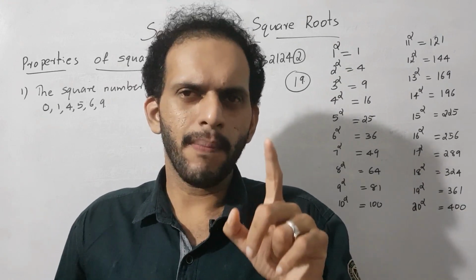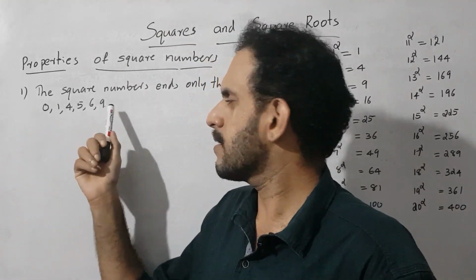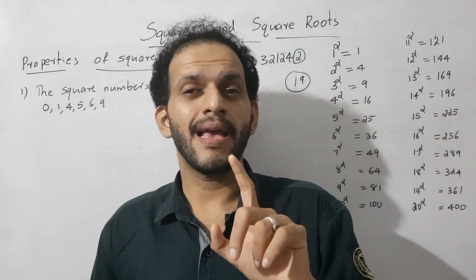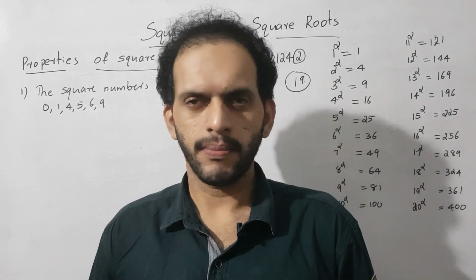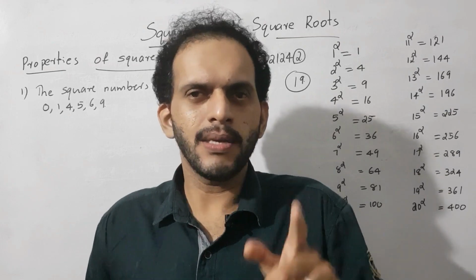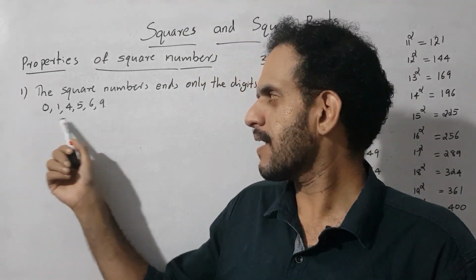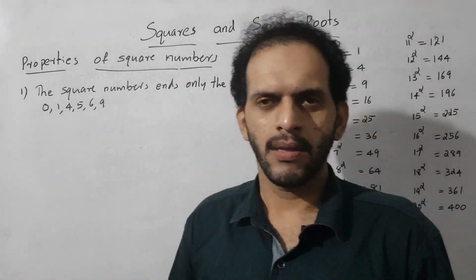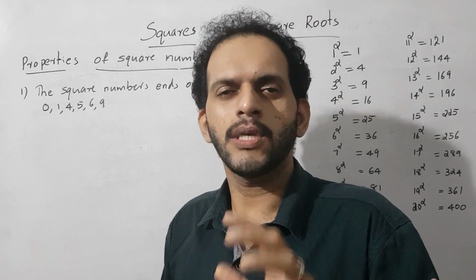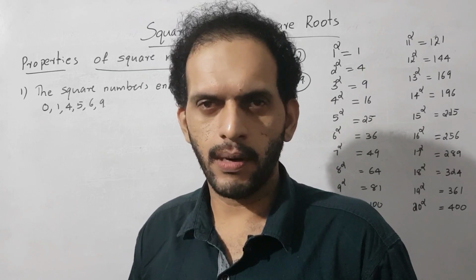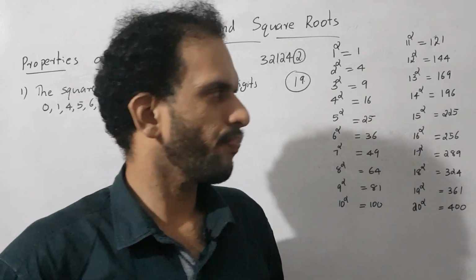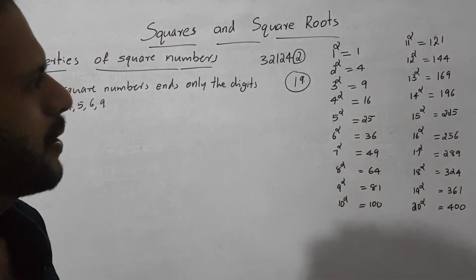So if the number ends in any one of these digits, it may be a perfect square number, but maybe a square number. But if it ends in any other digit except these, it is very clear that the number is not a perfect square number. Clear? So the next idea.